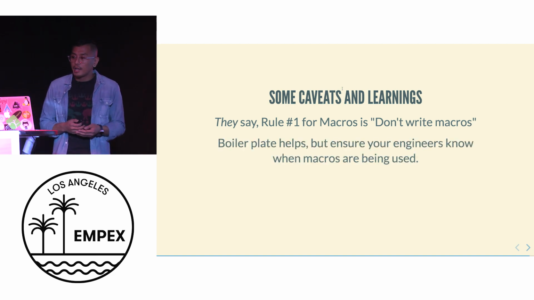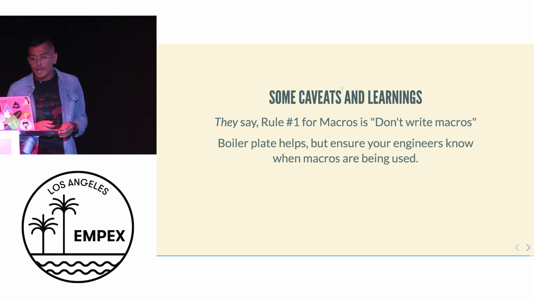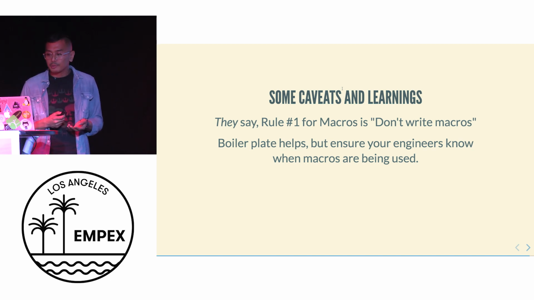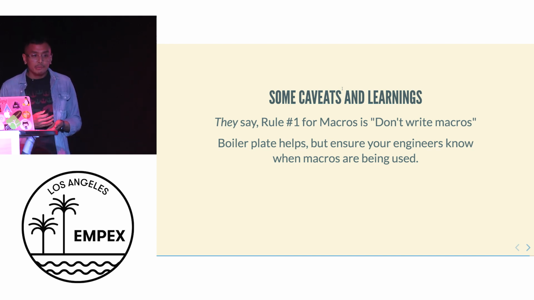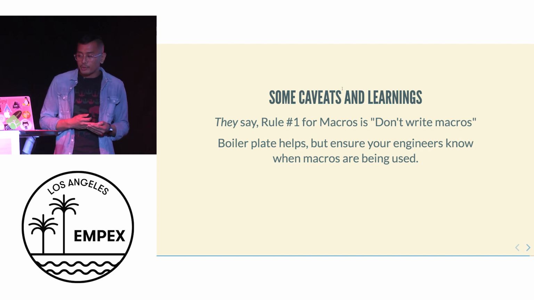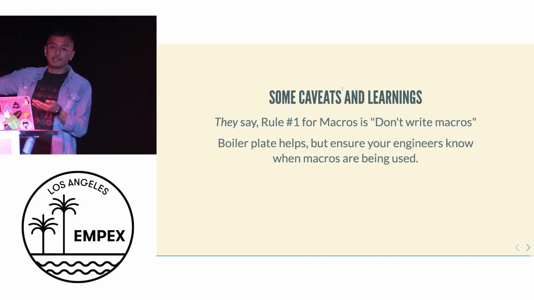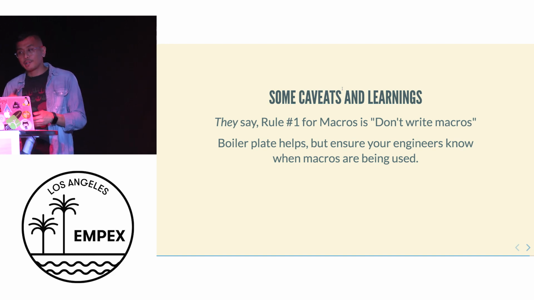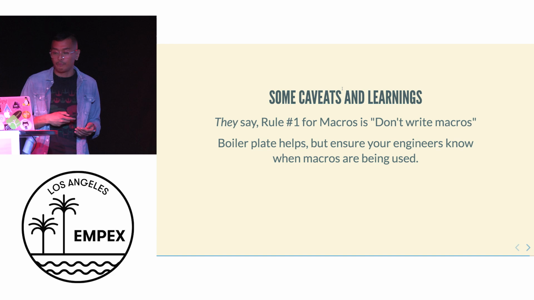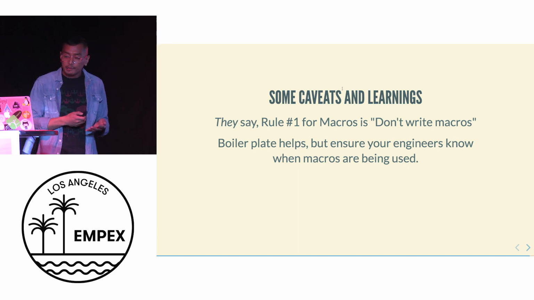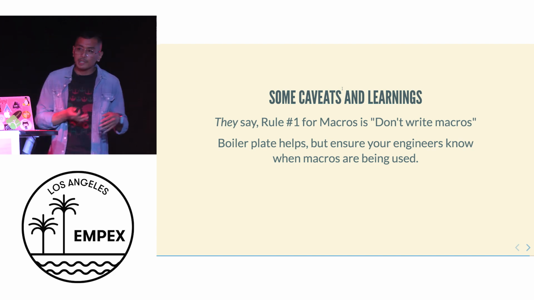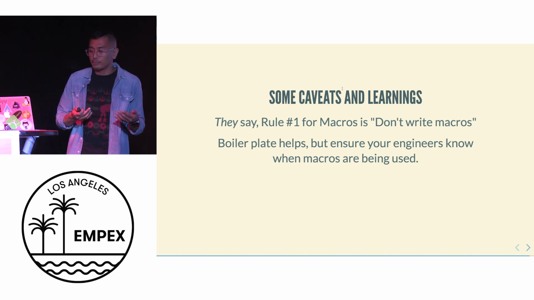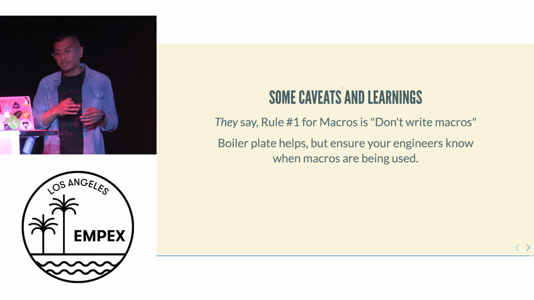boilerplate helps, yes, but ensure your engineers know when macros are being used. So a case example is that we use a bit of macros in our testing suite just to get a lot of our boilerplate on how we write our tests and which databases to write tests to. And we don't want to have our engineers coming in to constantly do that. It was a pattern that we saw, so we saw a need to write our own macros. With that story being said, when we spun up a new project in Elixir, an engineer kind of asked me, hey, this test isn't working exactly how I thought it was, but it definitely works the same way in our other library.